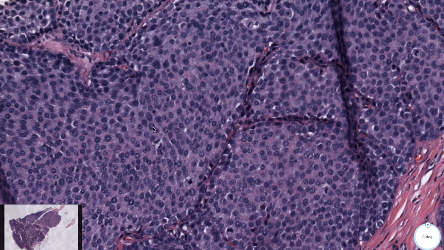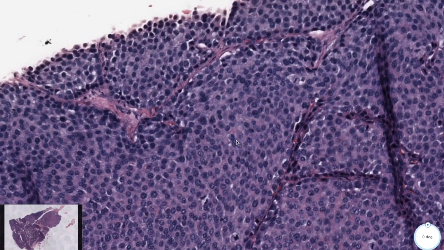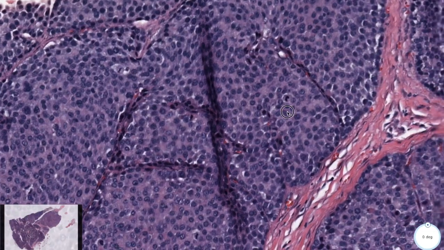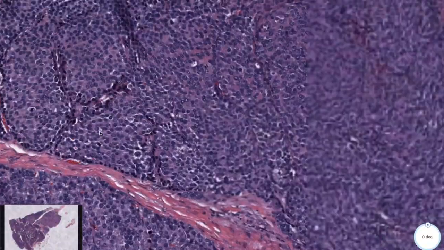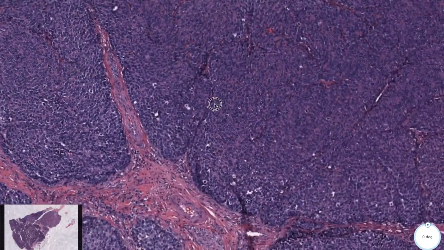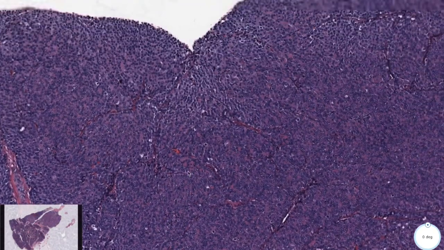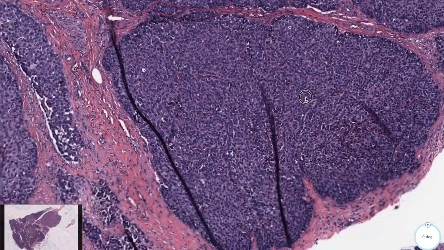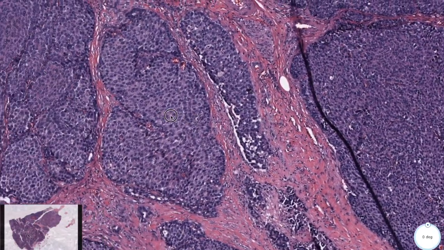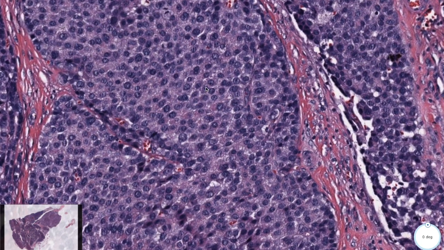The cells have very large nuclei, very monotonous. They're all clumped on top of each other. Look at that one right there. So a lot of mitotic figures, but it's a very monotonous, very homogeneous lesion. And then you could look at the cytoplasm. It's very eosinophilic.